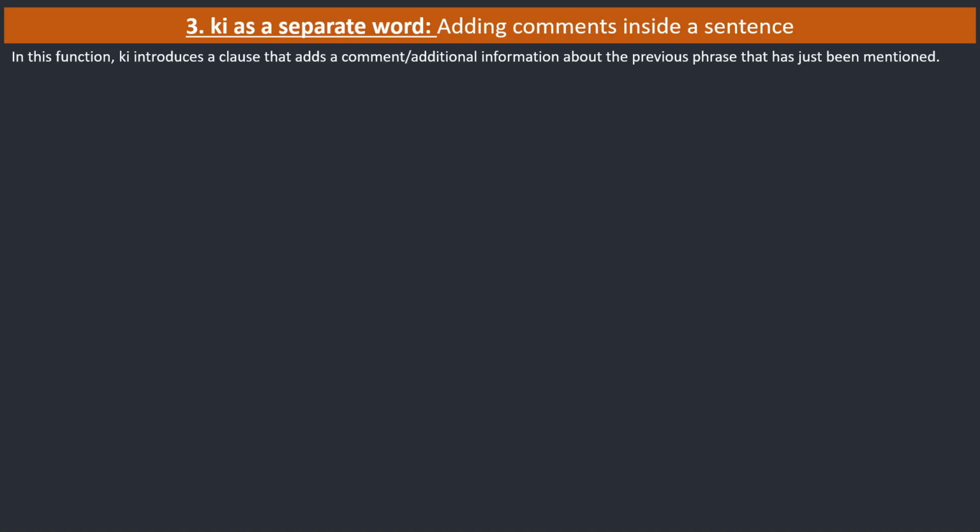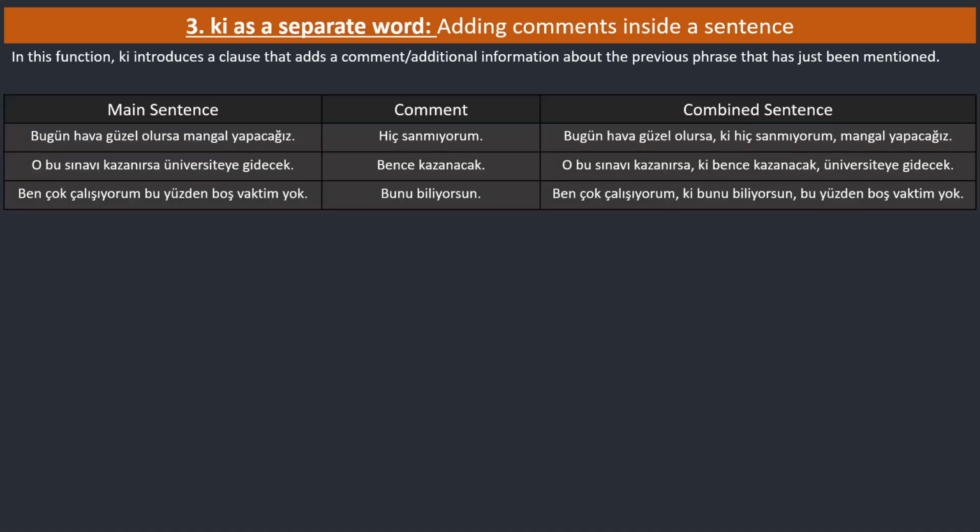Örneklere bakalım. Let's take a look at examples. Now, our main sentence and comment and combined sentence. Bugün hava güzel olursa mangal yapacağız. So, if the weather is nice today, we will go for mangal. And you know, mangal is something like a barbecue. Of course, there are differences. Basically, a barbecue.